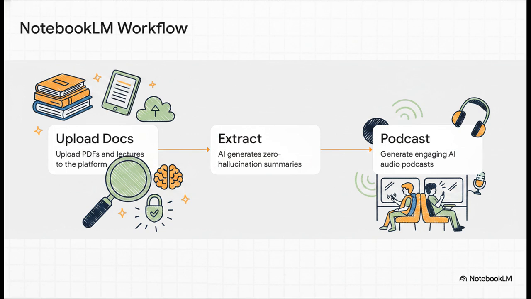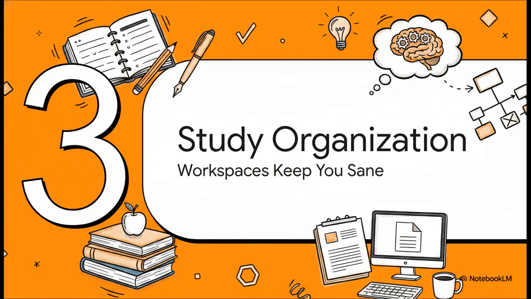Seriously, a biology student could upload a massive chapter on cellular respiration, generate an AI podcast, and listen to a factually perfect 2-host discussion all about mitochondria while just commuting on the train. It's brilliant. All right, let's transition to Category 3, Writing and Study Organization.